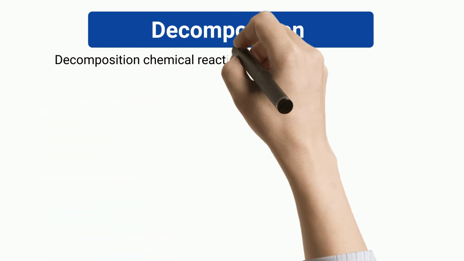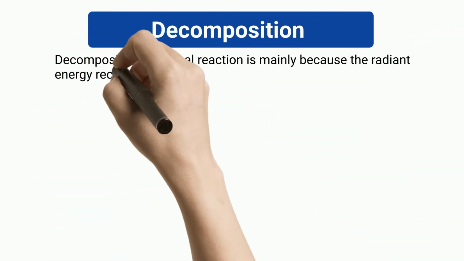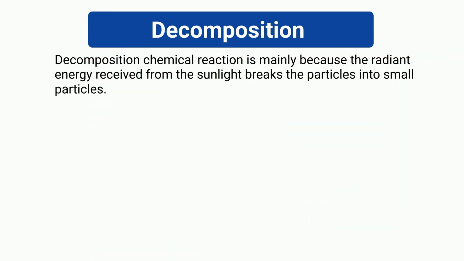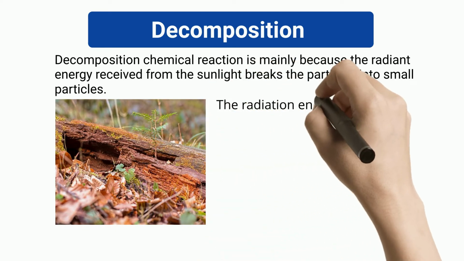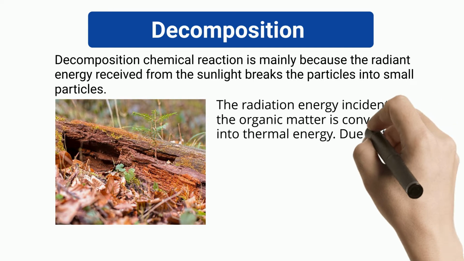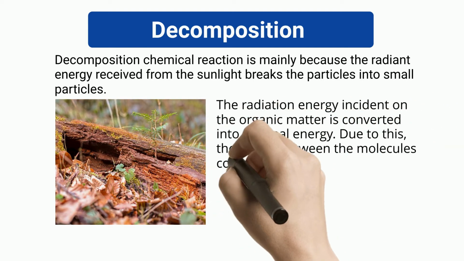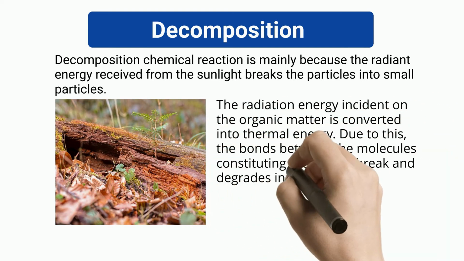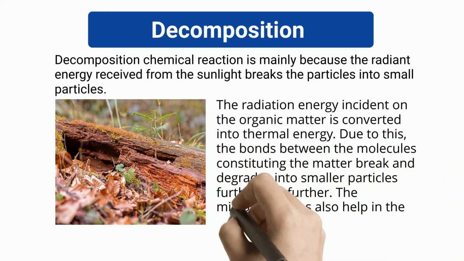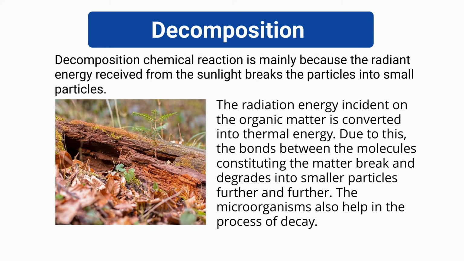Decomposition. Decomposition chemical reaction is mainly because the radiant energy received from the sunlight breaks the particles into small particles. The radiation energy incident on the organic matter is converted into thermal energy. Due to this, the bonds between the molecules constituting the matter break and degrade into smaller particles further and further. The microorganisms also help in the process of decay.